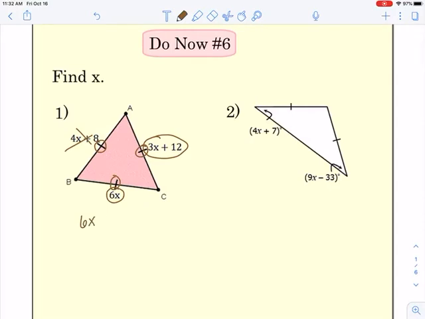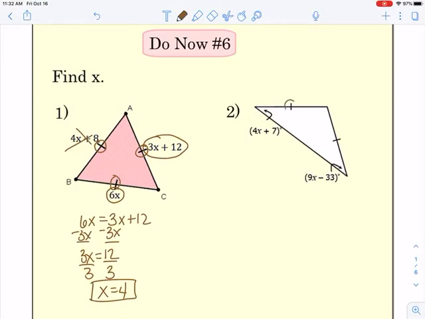So we're going to have 6x equals 3x plus 12. Subtract 3x from both sides, and 3x is going to equal 12. Divide both sides by 3, and x is going to equal 4. The problem only asked me to find the value of x. I don't need to plug it in. I'm done. In 2, I have an isosceles triangle.